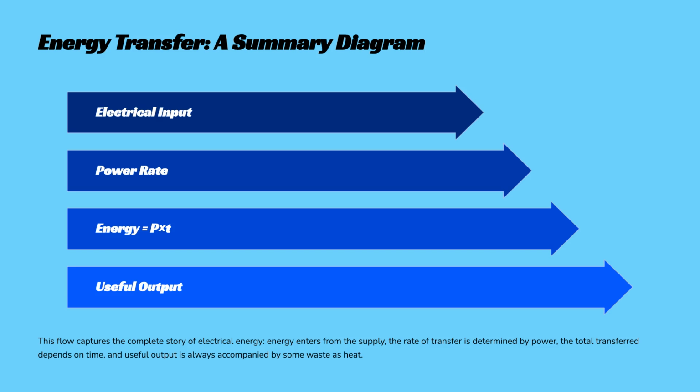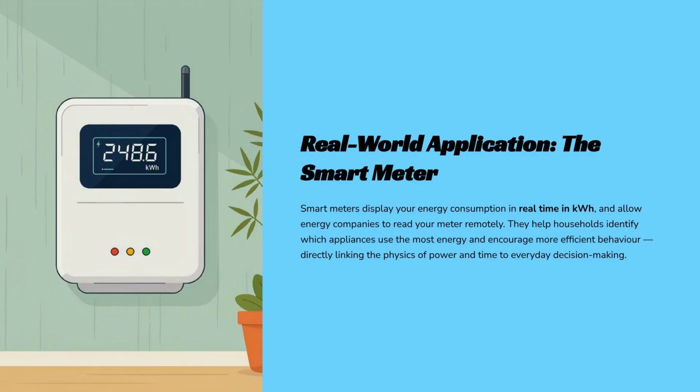Energy enters from the supply, and power dictates the rate of transfer. Ultimately, useful work is performed, though some energy is always lost as waste heat. In the real world, smart meters provide real-time updates on your energy consumption in kilowatt-hours. They help households monitor their usage and make smarter decisions about when and how to use appliances.